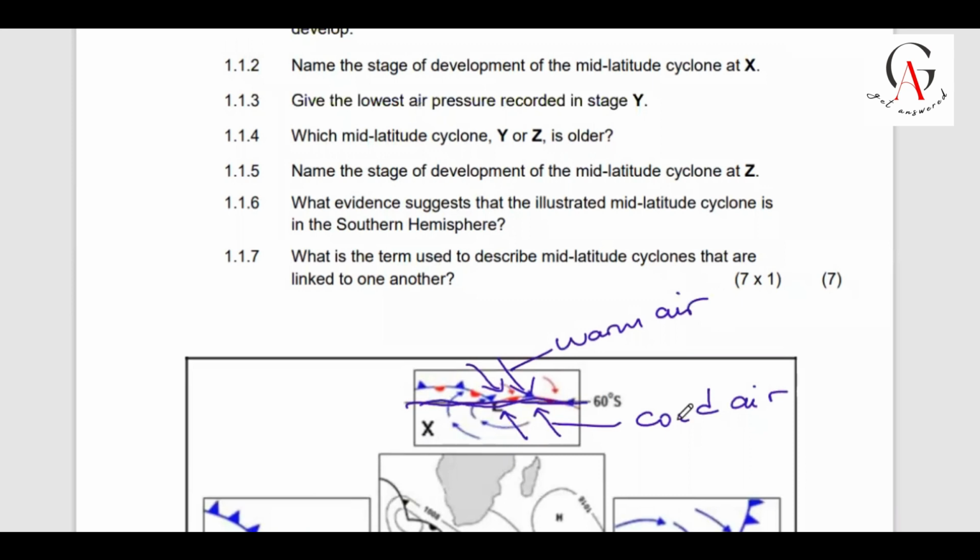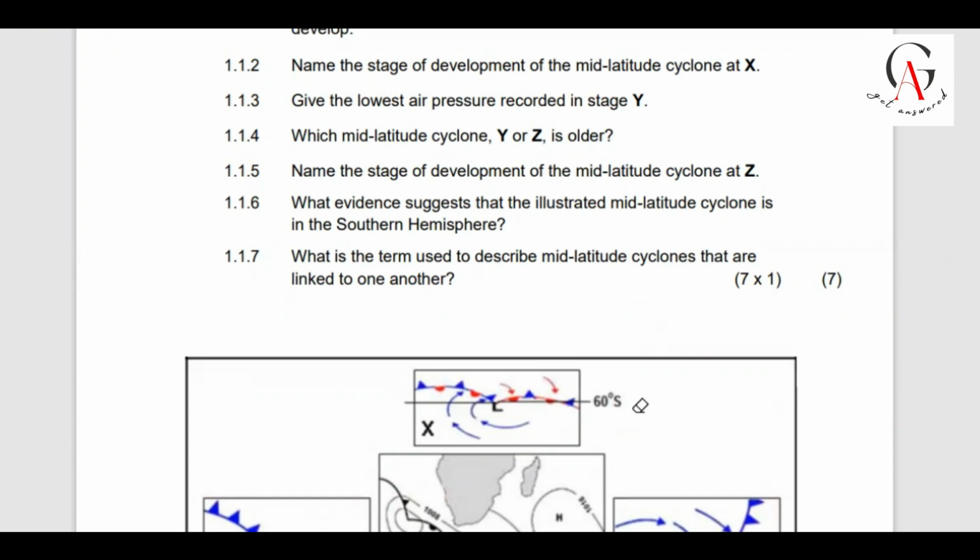All right. Number 2, name the stage of development of the mid-latitude cyclone at X. They're saying the stage at X. So which is going to be a formative stage. If I try to remove these other drawings, that will be a formative stage. As you can see, the front is just starting to develop.